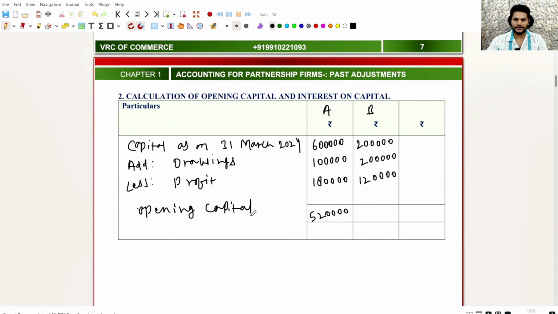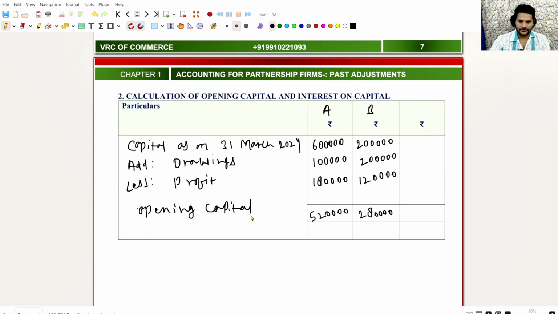Again, 2 plus 2 is 4 lakh. 4 lakh minus 1 lakh is 3 lakh. 3 lakh minus 20,000 is 280,000. Perfect. Remember, we have already discussed that whenever you have to calculate the interest on capital, always remember it is calculated only on opening capital. If closing capital is given, first calculate the opening capital using this formula, and then find the interest on capital on that opening capital.